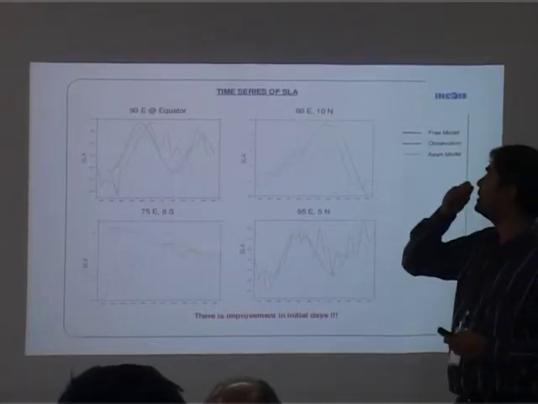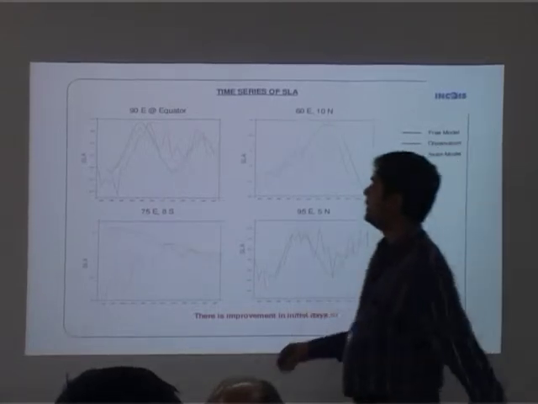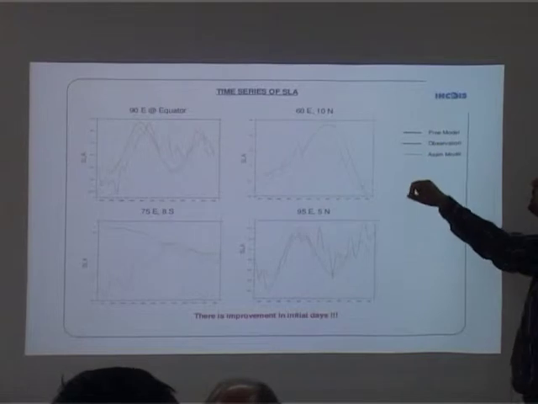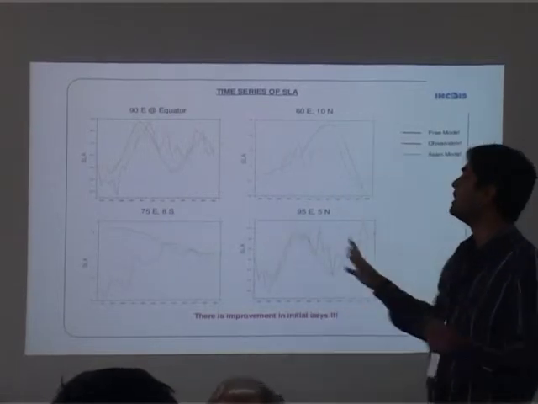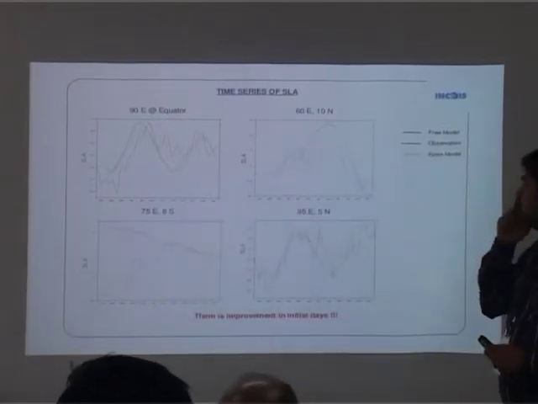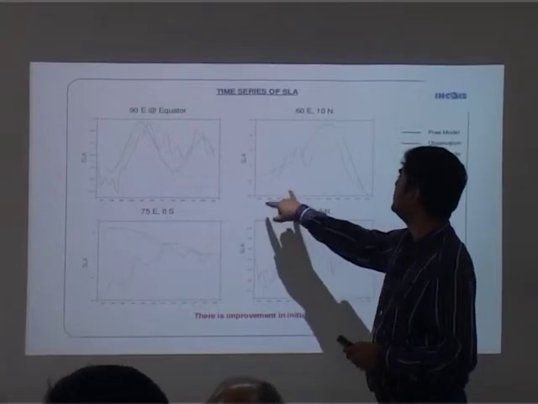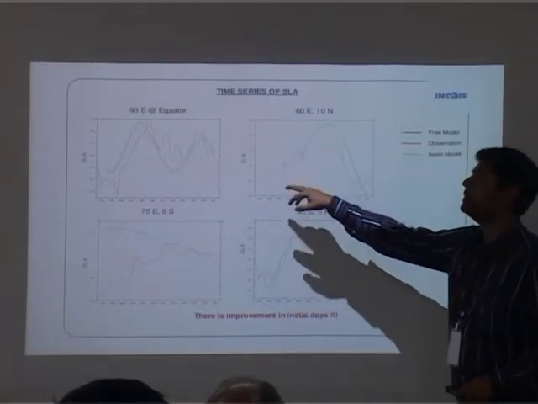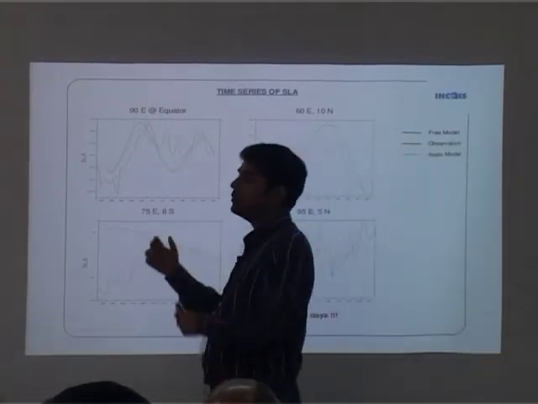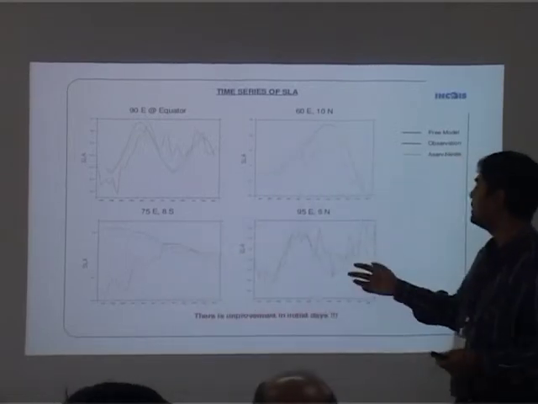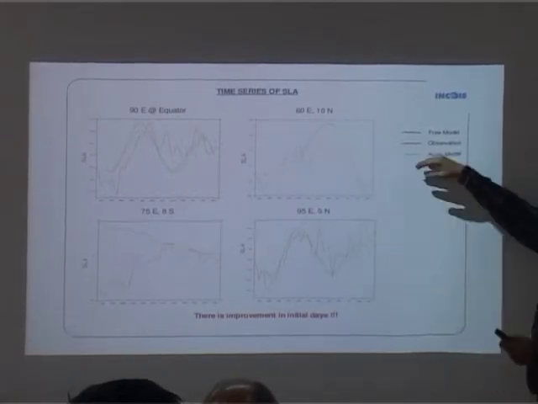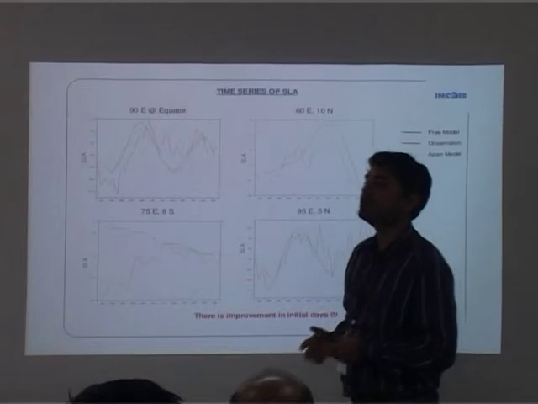Okay, so this is the time series for this 1 year of the sea level anomaly. The black one is for the model without any assimilation. The green is for assimilated and the red is for the observation. So what we're seeing is that particularly during the initial days, there are some improvements due to assimilation. That is, at least it's trying to go towards the observations. But later on, after let's say 3-4 months, the assimilated run and the free run just collapse onto one.